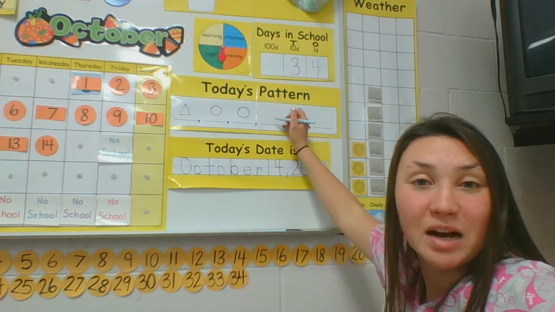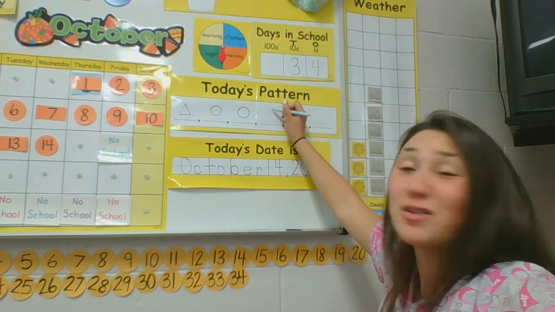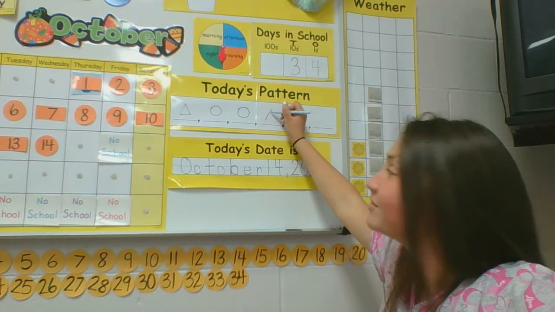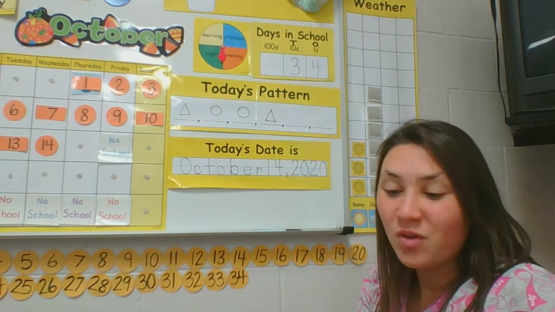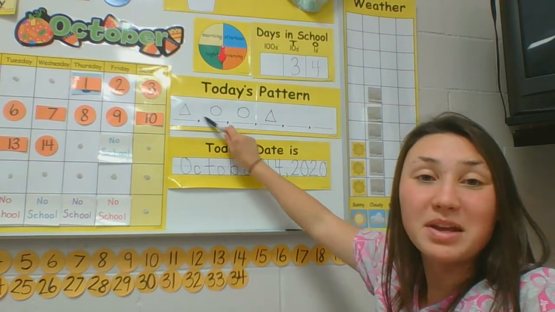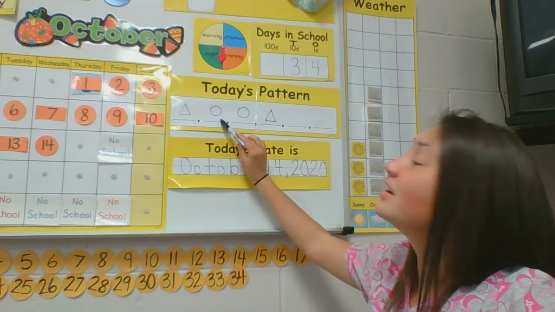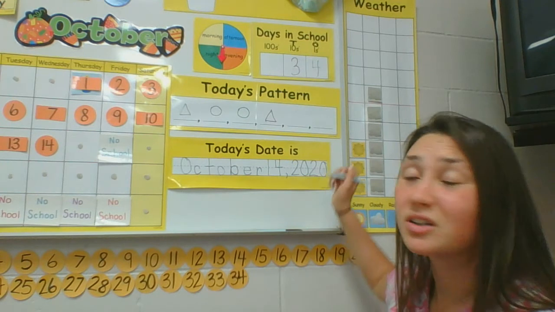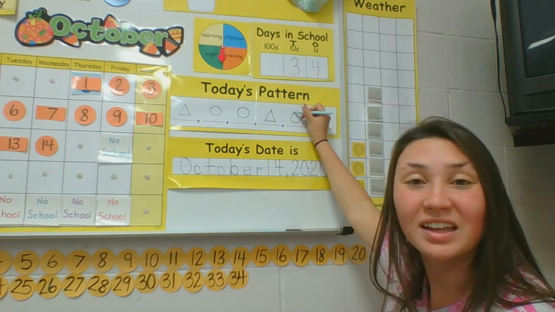So when we have an ABB pattern, what comes next for this pattern? Yeah, a triangle is going to come next. This will be our A, right? So if you're writing this pattern with me, you can make a triangle. Three sides, right? And what comes next after our triangle if this repeats itself, right? What comes next? Yeah, now we're having our first B, our circle. So go ahead and make a circle if you're making it with me.